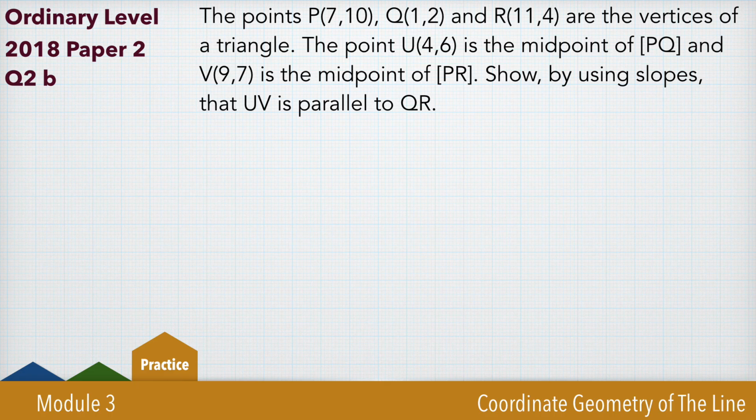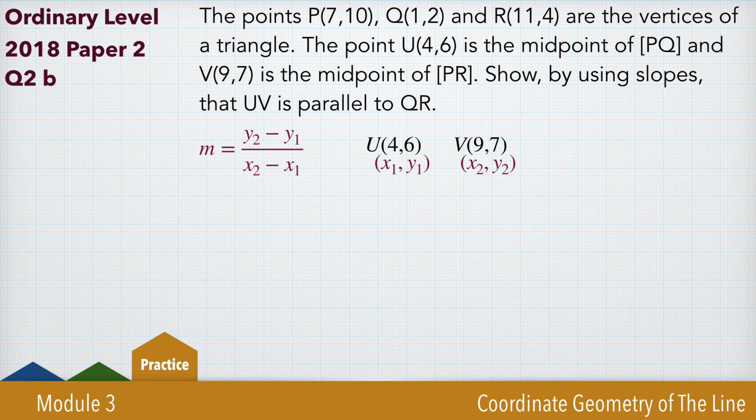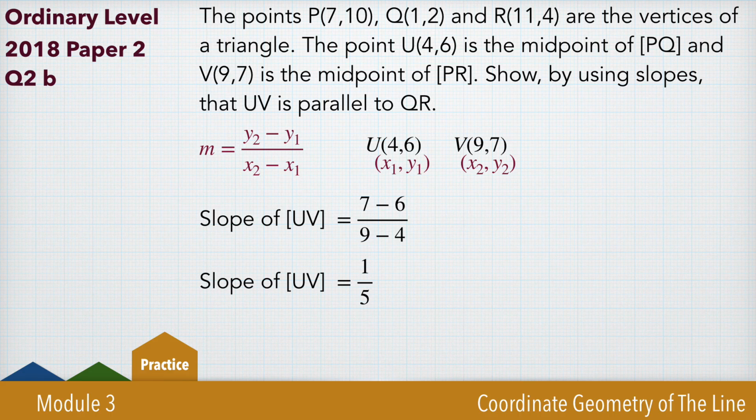As we are given the coordinates of all points, we can use the slope formula, y2 minus y1 over x2 minus x1. We start by finding the slope of UV, so we label the points x1, y1, x2, y2, and substitute them directly into the formula as labelled. This results in a slope of 1 over 5.